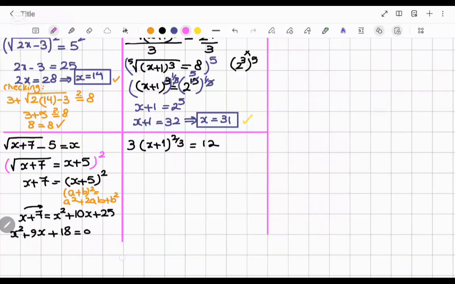I also have a video on mental FOIL and the regular FOIL too. I recommend you to watch that if you have any problems there. So this is the sum and this is the product. What are the two numbers that if I multiply them, I'll get 18, and if I add them, I'll get 9? They are 6 and 3.